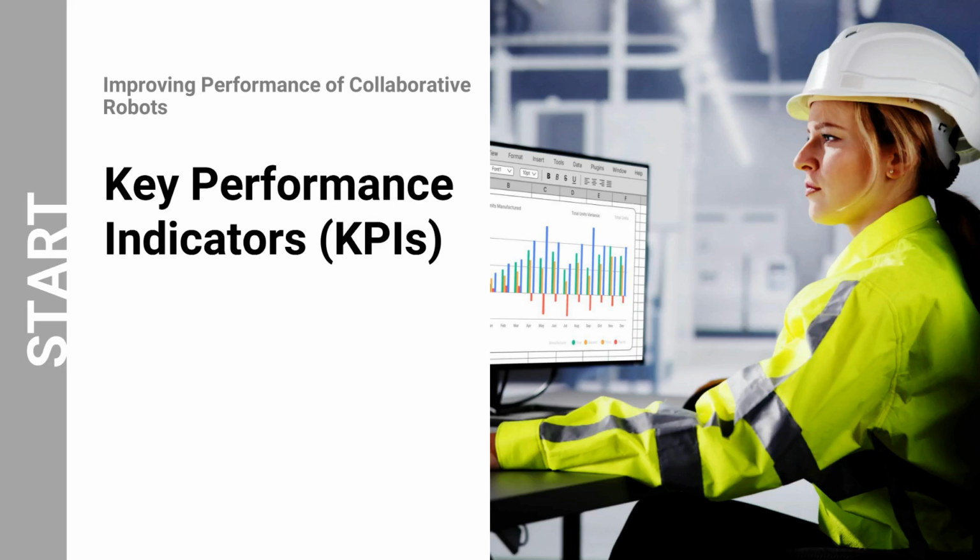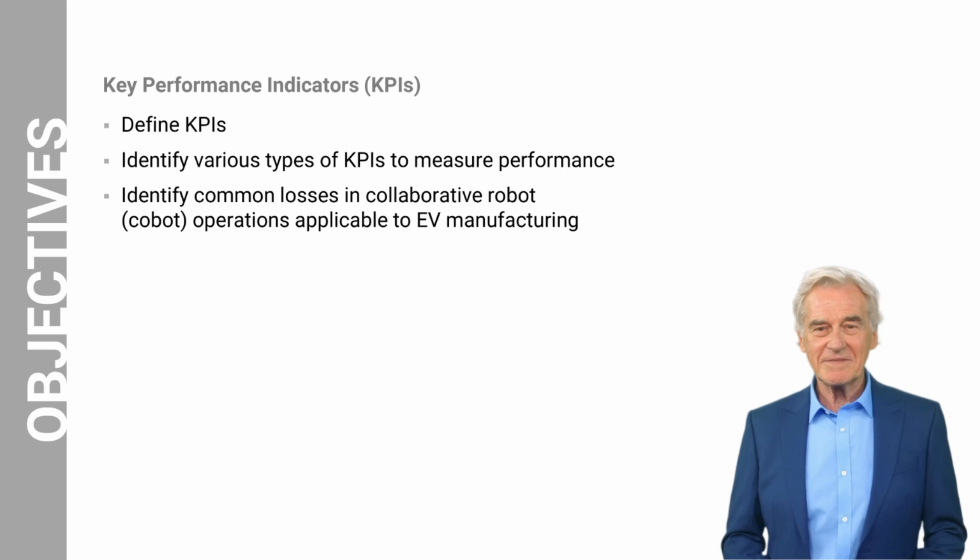Welcome to the lesson on key performance indicators. Upon completion of this lesson, learners will be able to define key performance indicators, identify various types of KPIs to measure equipment performance, and identify common losses in collaborative robot operations applicable to EV manufacturing.